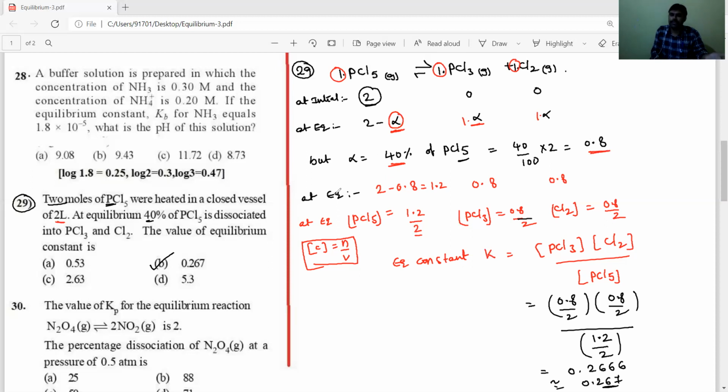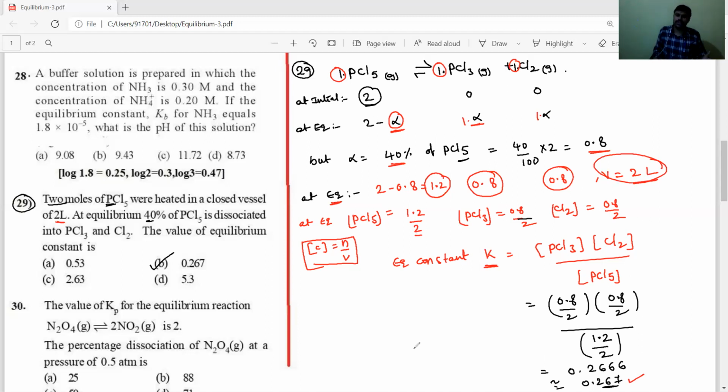Then we got alpha, then the number of moles at the equilibrium state of all reactants and products. So how much PCl5 is present here, students? 1.2, and PCl3 0.8, and Cl2 0.8, but the volume is 2 liters. That's why the concentration of PCl5 is 1.2 by 2, PCl3 is 0.8 by 2, and Cl2 is 0.8 by 2. For the above equation, the equilibrium constant formula is the concentration of PCl3 into the concentration of Cl2 by the concentration of PCl5. Just substitute the values, then we'll get the final result. So how much is the K value, dear students?